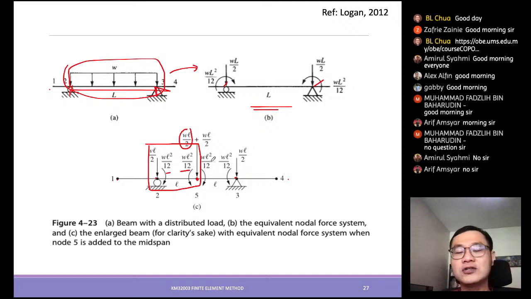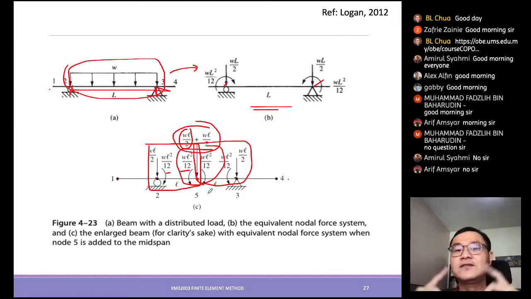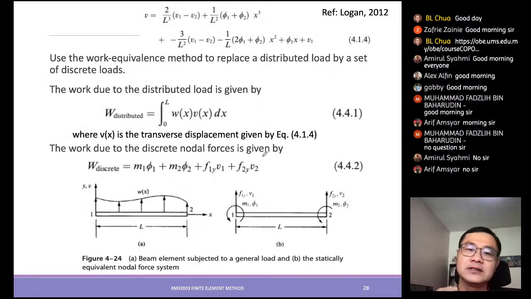Then do another one for the other side. Since this is acting at the same point, this is a summation, and these will cancel each other out because they are acting in different directions but with equal magnitude. So eventually you get this as the whole free body diagram.